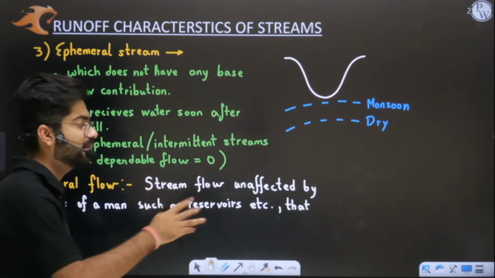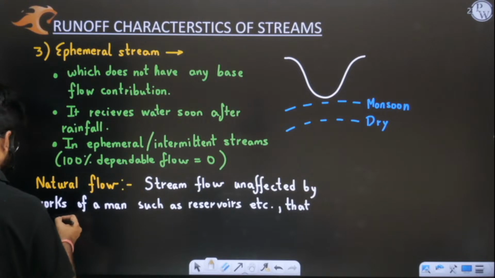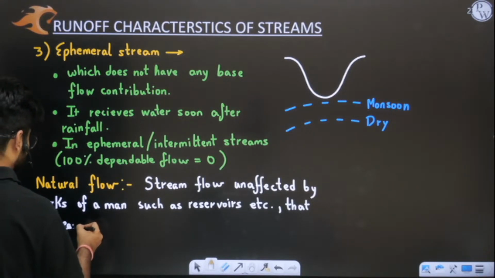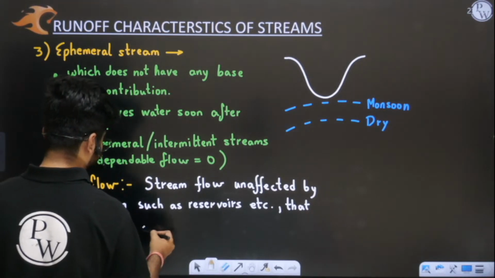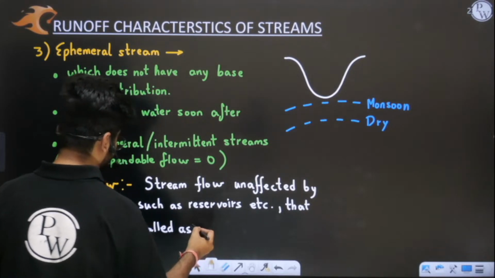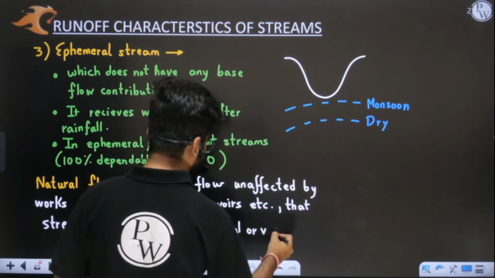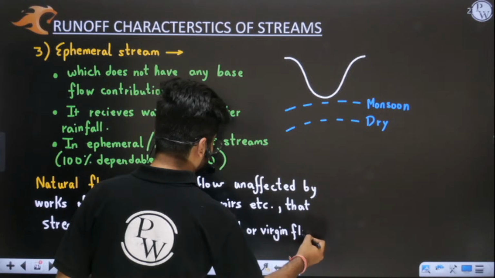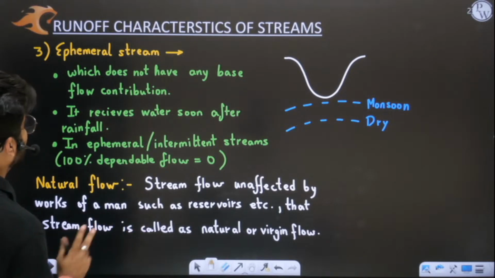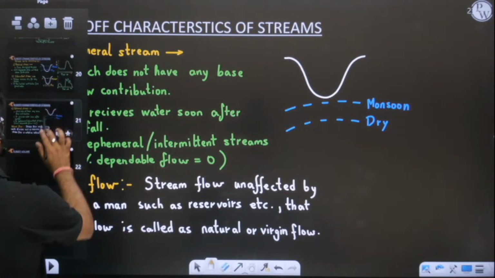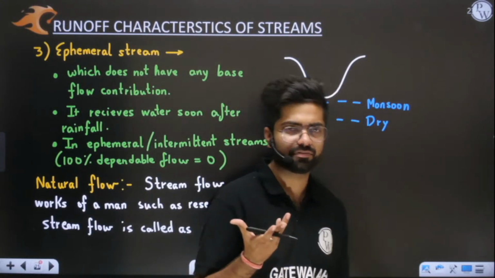We have not constructed any kind of reservoir on the river, we have not constructed any weir or barrage. Then I will call that stream flow natural or virgin flow. I hope this is very clear to you. So this is your theory of runoff characteristics of stream. Now we'll discuss how to determine the runoff volume. Is this clear? Simple, basic definition of natural flow.